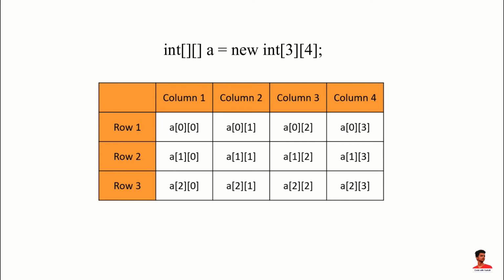For example, here we have created a multi-dimensional array named A. It is a two-dimensional array that can hold a maximum of 12 elements. Let's take another example of a multi-dimensional array. This time we will be creating a three-dimensional array. For example, here data is a 3D array that can hold a maximum of 24 elements of type string.